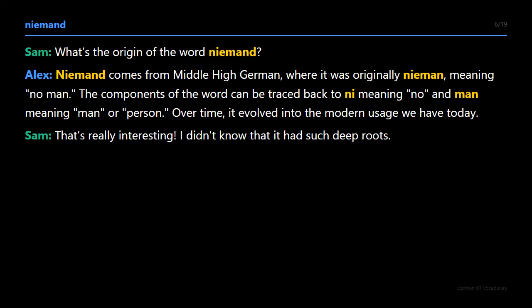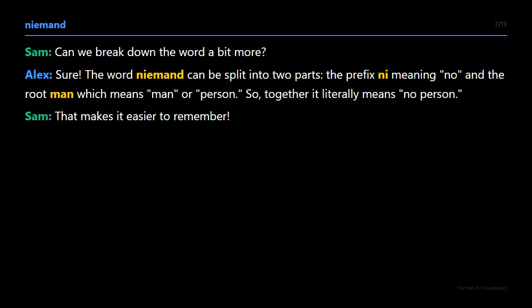Can we break down the word a bit more? Sure. The word niemand can be split into two parts, the prefix meaning no and the root, Mann, which means man or person. So, together it literally means no person. That makes it easier to remember.